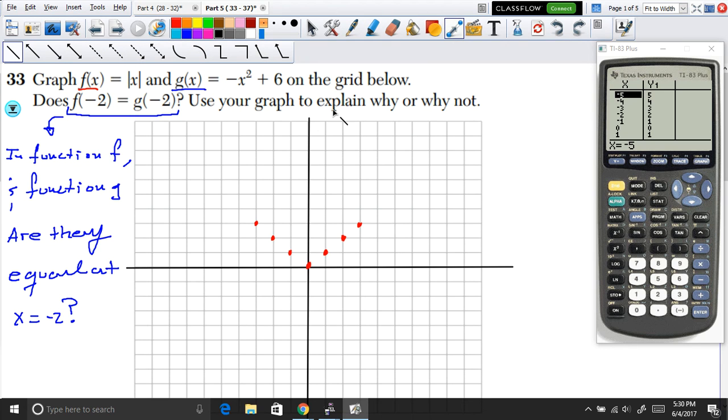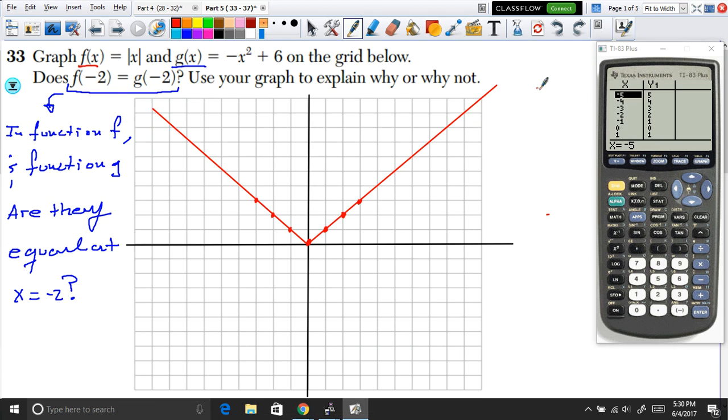You can see that the absolute value is going to be that V shape. So let's just draw our V shape. So here's our V shape. All right. So this is our absolute value right here. There it is. Perfect. Let's actually name it. Let's do f of x equals the absolute value of x. All right. So the red graph represents f of x. So now let's graph g of x.